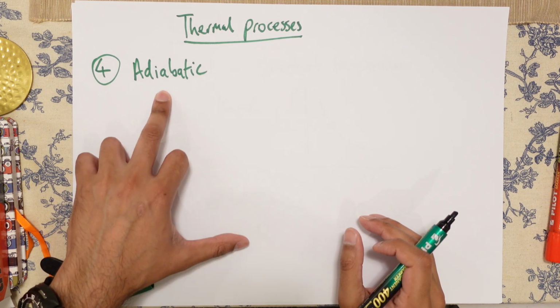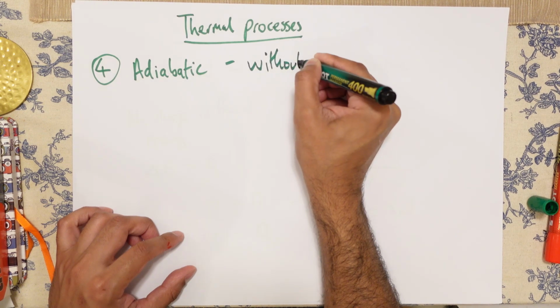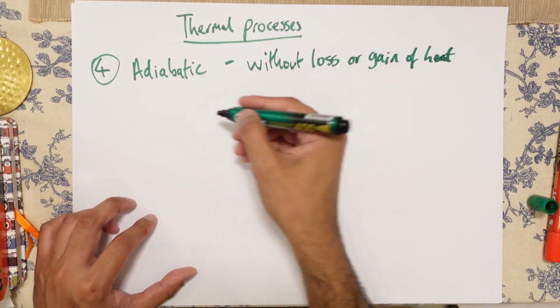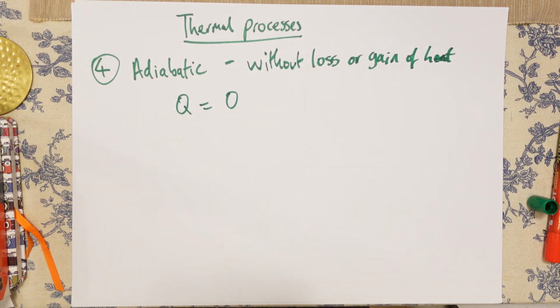Our next thermal process is adiabatic process, and this is without loss or gain of heat. That means Q, which is the heat, is equal to 0. There is no heat. Usually what happens here is there's no time for thermal energy to flow in or out, and generally the system is very well insulated, and as I said, the process is super rapid, so there's no time for heat to flow. Okay, now just because heat doesn't flow doesn't mean that things can't get hot and cold. You do get adiabatic cooling and adiabatic heating.